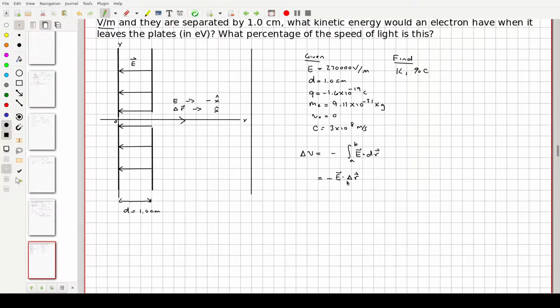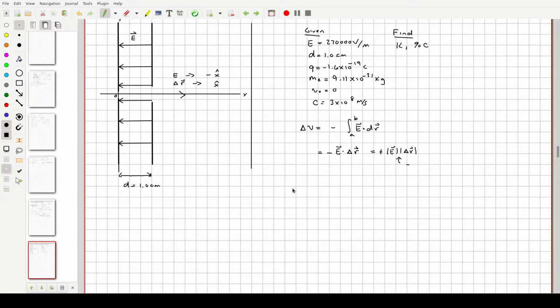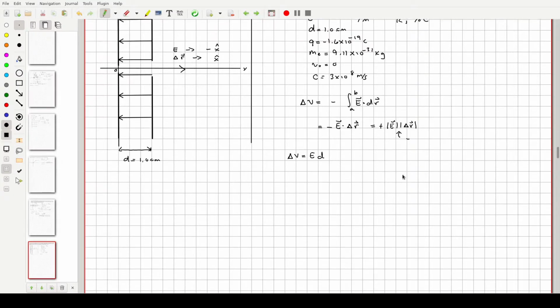So when you actually do this dot product here, you have a minus magnitude of E, magnitude of delta R, and then a minus sign that comes as a consequence of doing the dot product, which makes this overall plus. Okay? So this is the potential, the electric potential, or the voltage. All right? So I'm going to write these magnitudes as just E times D, since delta R is D, it's the separation distance.